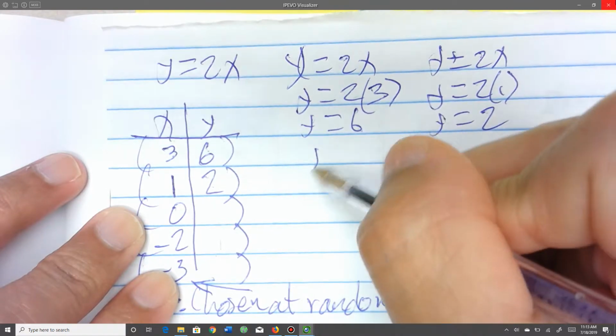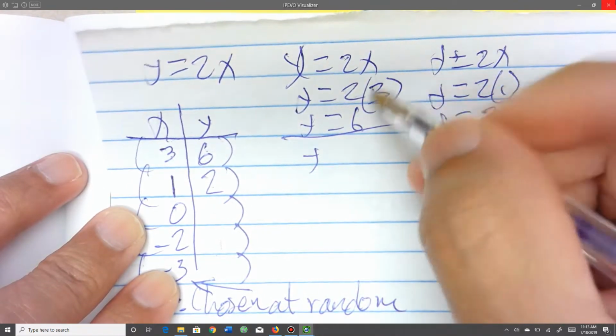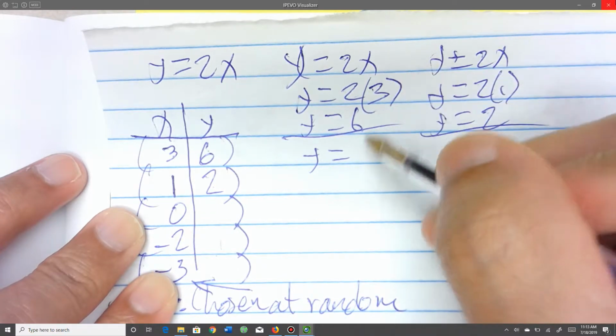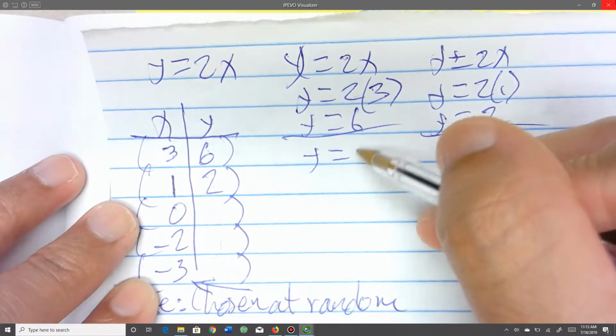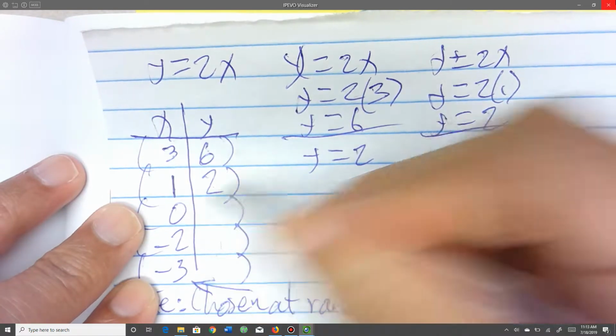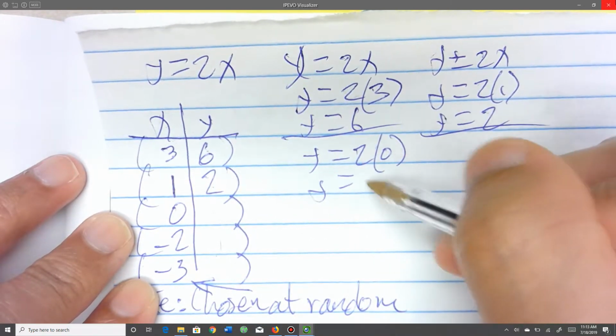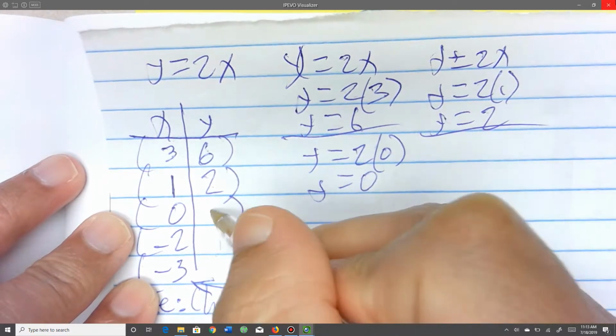Keep doing the same thing with the rest of this. I'm just gonna do the work underneath here, and my x value for this ordered pair is 0. So 2 times 0 is 0. So my y variable is 0.